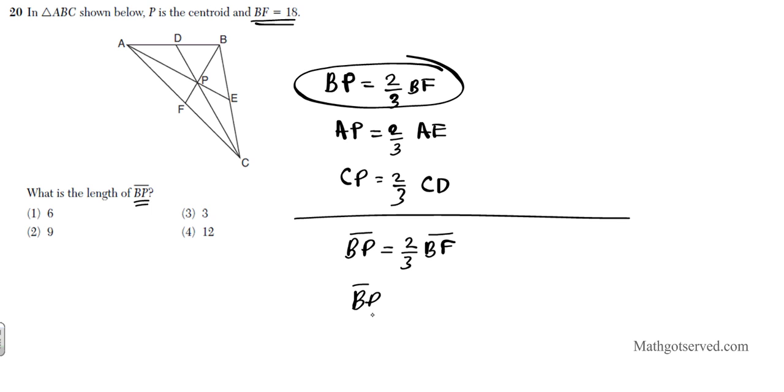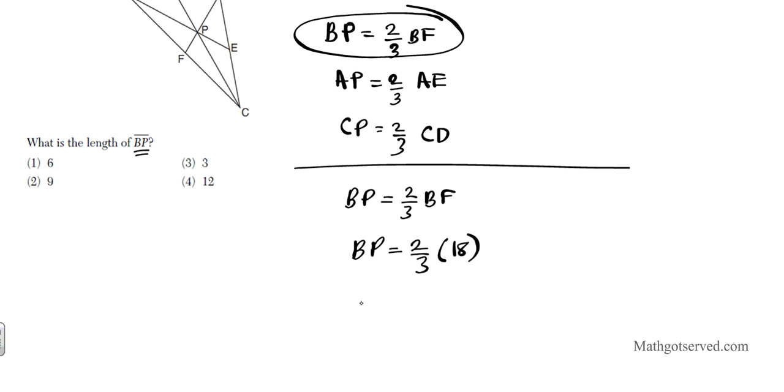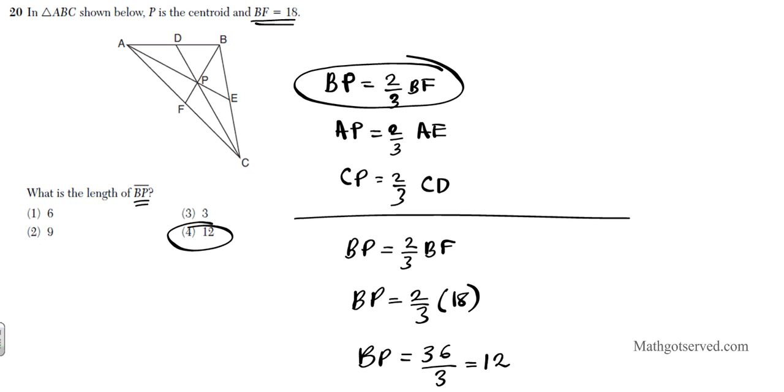So let's take those lines out of there. So BP equals 2/3 of BF, which is 18. Okay, and just do the basic arithmetic and we'll be good. So BP equals 2 times 18 is 36. 36 over 3 equals 12. All right, so BP is 12 units long. All right, so there you have it.